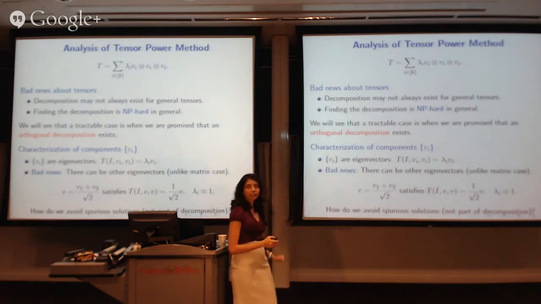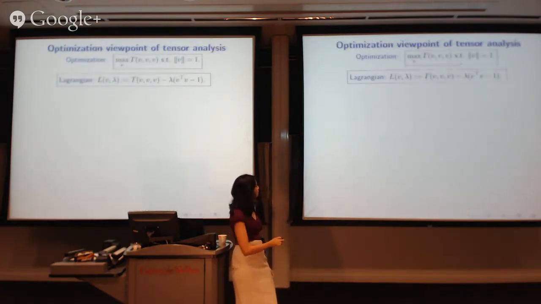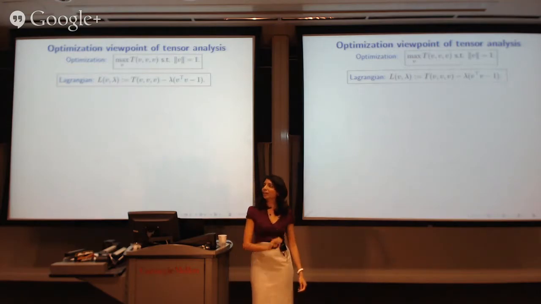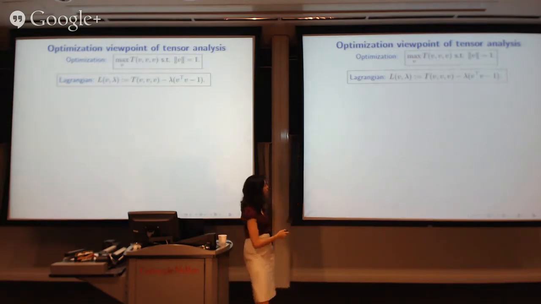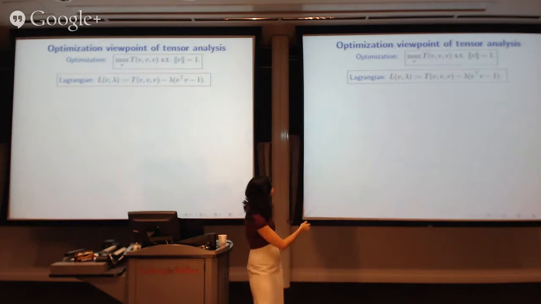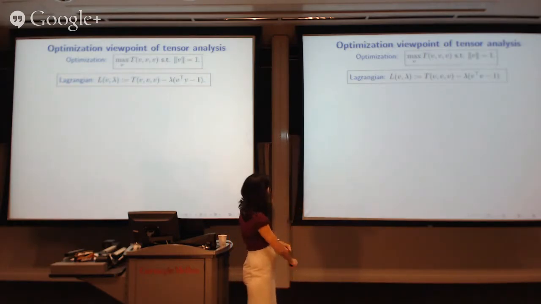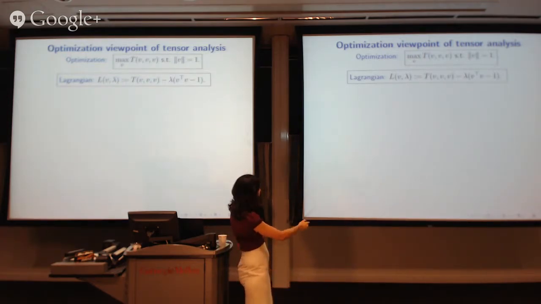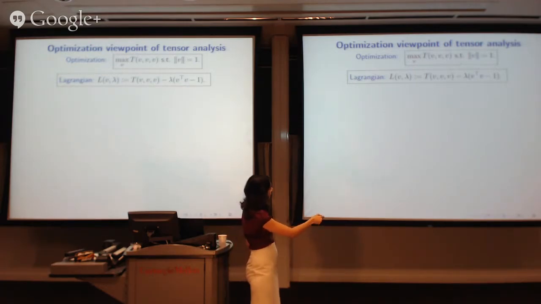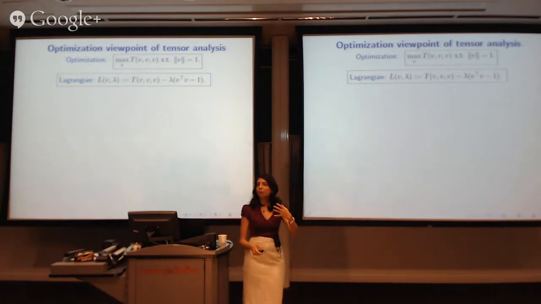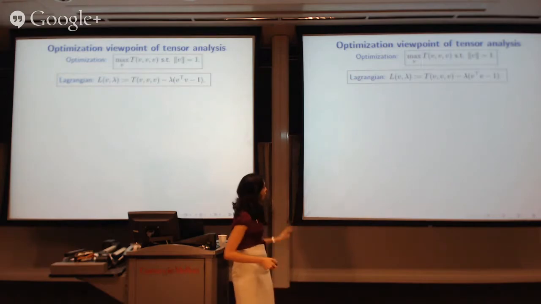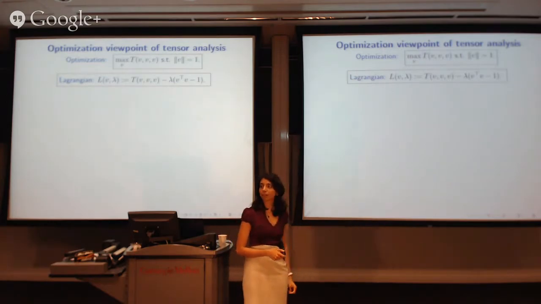So let's again do the optimization exercise. It's completely analogous to the matrix case. So instead of the quadratic form, now I have the cubic form for optimization. Right? So this is analogous to the Rayleigh quotient form for tensors. This is the cubic form here, and I still have the constraint that I want to optimize this cubic form over all vectors with norm 1. Right? So it's very analogous to the matrix case.